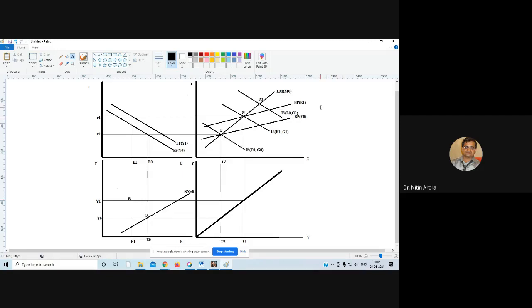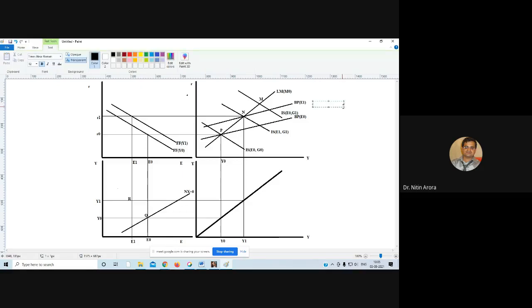Let us now interpret this diagram. What is happening step by step? Let us discuss. Number one, the initial equilibrium at point P, where IS is equal to LM is equal to BP. Right.